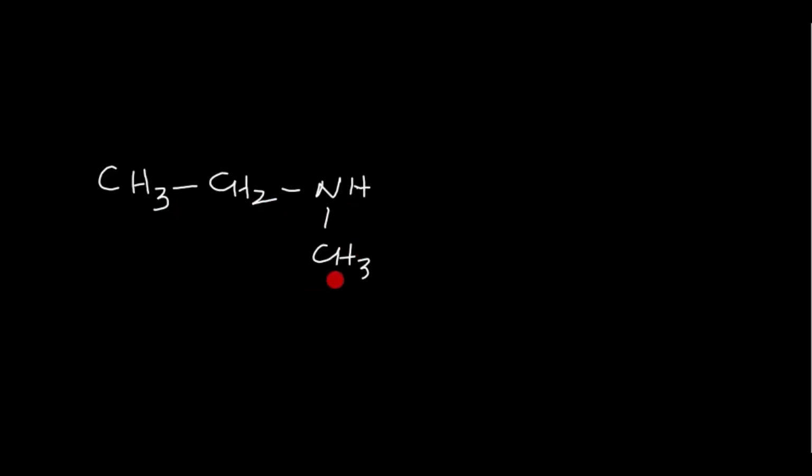Methyl group is attached with nitrogen atom, so we will assign the name to this molecule as methyl amino ethane. What is the IUPAC name of this molecule? Methyl amino ethane. So write the IUPAC name of this molecule, students. We will write its IUPAC name.